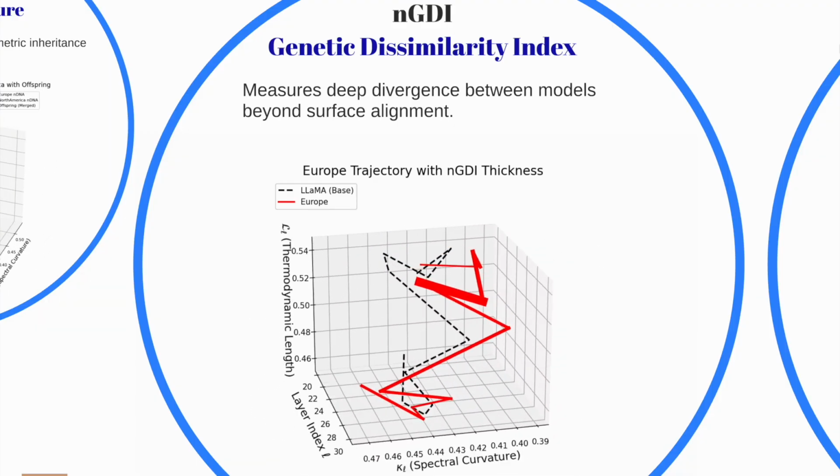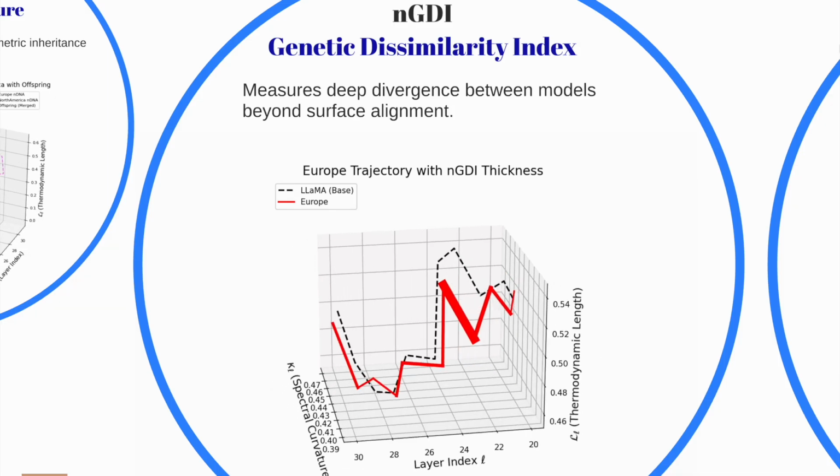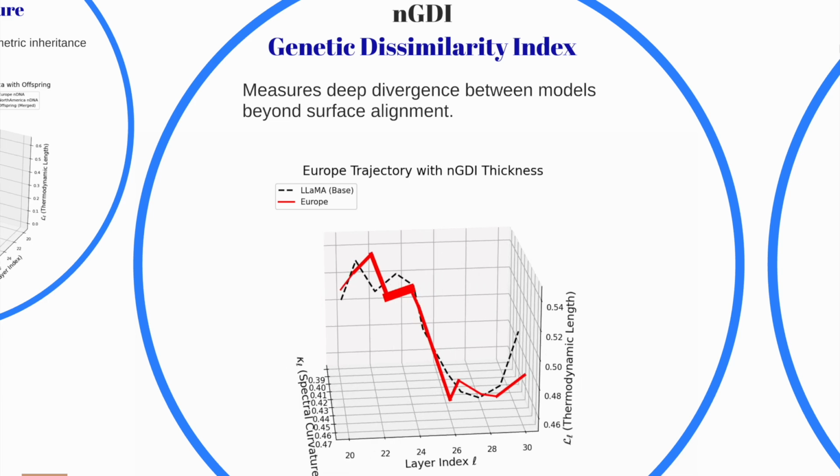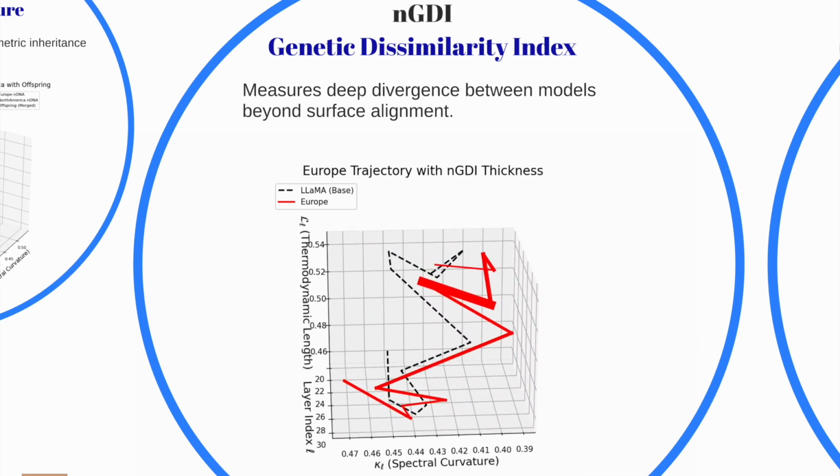Biological inspiration: in population genetics, genetic distance summarizes the separation between lineages. NGDI plays the same role for models. It is a lineage distance in representation space.